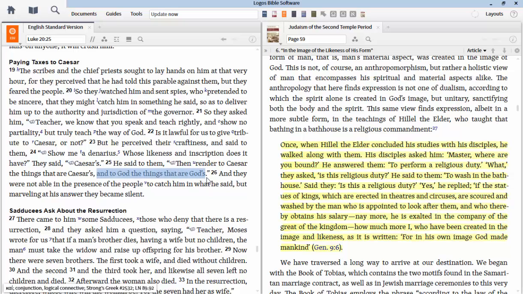This is not talking about giving money to God. The parallel here has to do with image. Where is the image of God? As Hillel points out, that's us. I am created in the image of God. You are created in the image of God.